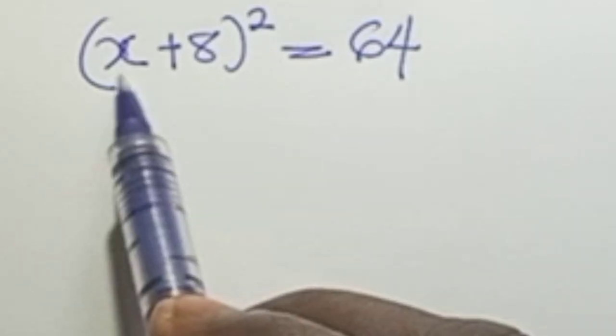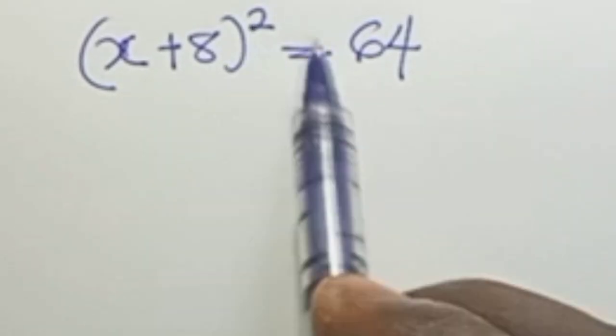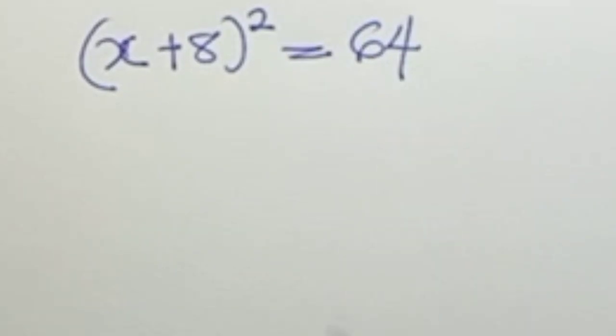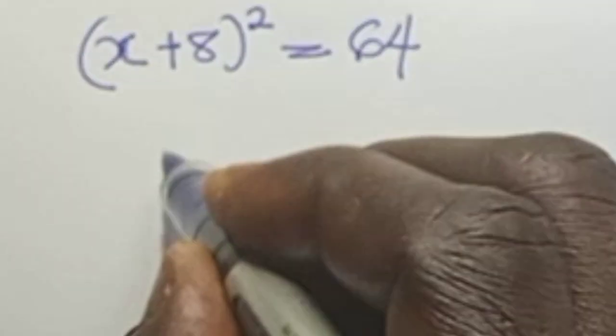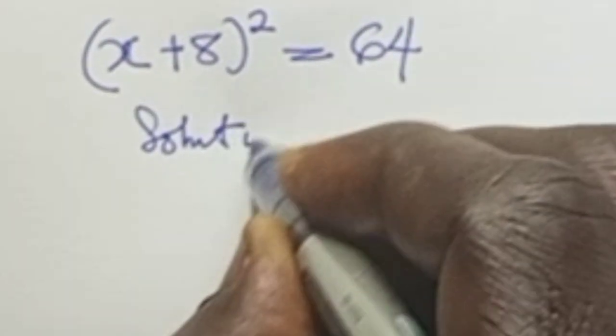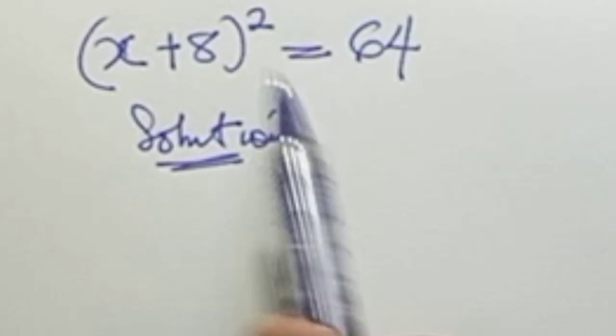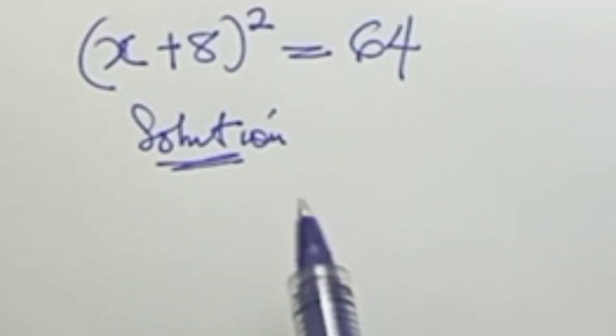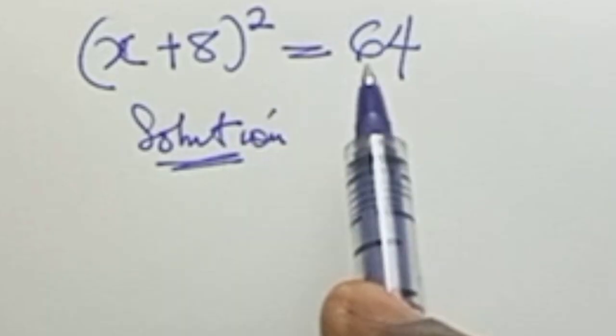Hello everyone, today we have (x + 8)² = 64. So we're going to solve it together. Let's start with the solution. In solving this, we'll use two methods. The first method is the difference of squares, while the second method will be the expansion of the sum of two squares.